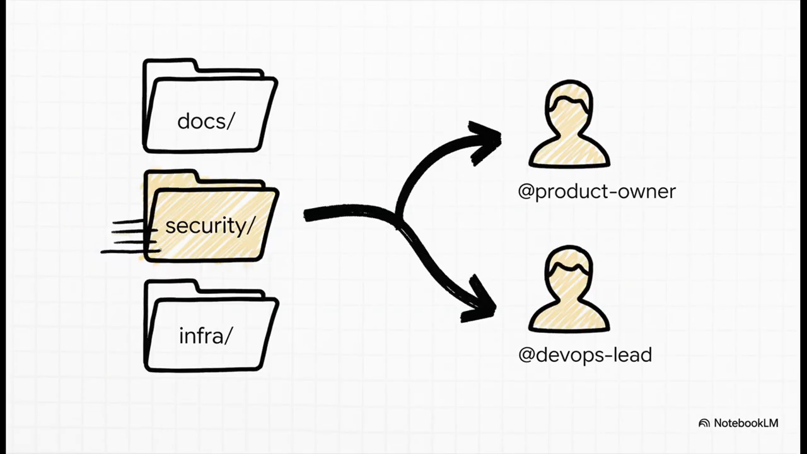So check this out. That first line is basically a rule that says, hey, any change to any file inside the docs/security folder has to be approved by the person or team named @product_owner. Same thing for the infra folder. That needs the @DevOps lead's sign-off. It's just a simple rulebook.